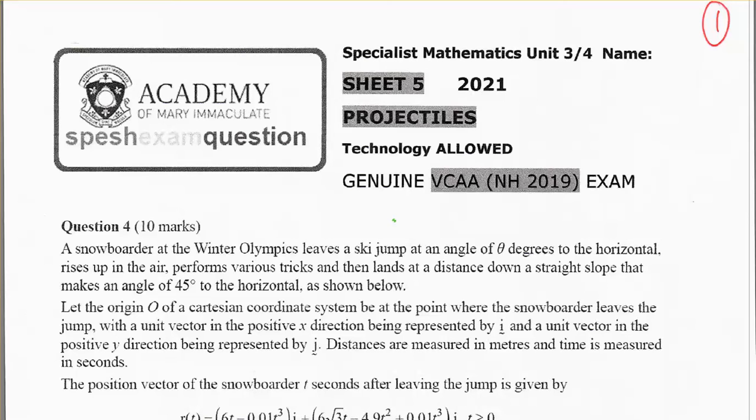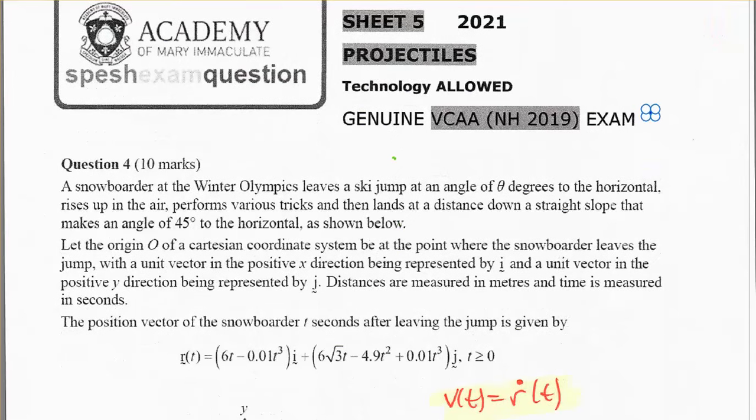This is for Year 12 Specialists. It's sheet number 5, the third of the projectile questions that we've done. This question is very similar to the 2016 trial question that VCAA put out, and it's almost identical. We have a snowboarder jumping at an angle of theta to the horizontal, performing various tricks and then landing down on a 45-degree slope. Let the origin be 0.